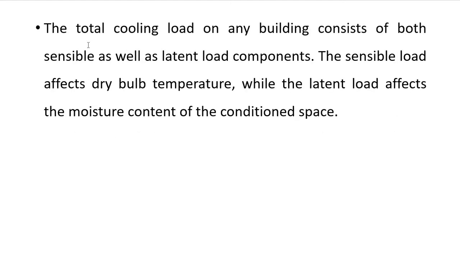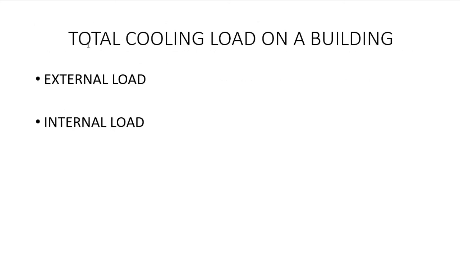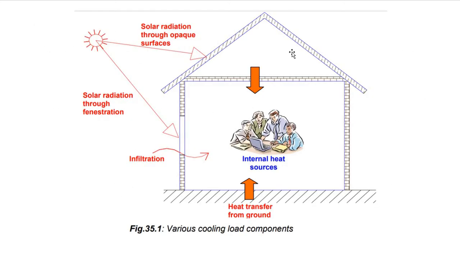Now the total cooling load on any building consists of both sensible as well as latent load components. So what is meant by the sensible load and latent load? Sensible load means, consider we have to calculate the cooling load requirement of an air conditioning system that is used in a home. Now consider this figure. So this is a house. We have to calculate the cooling load requirement of this house.